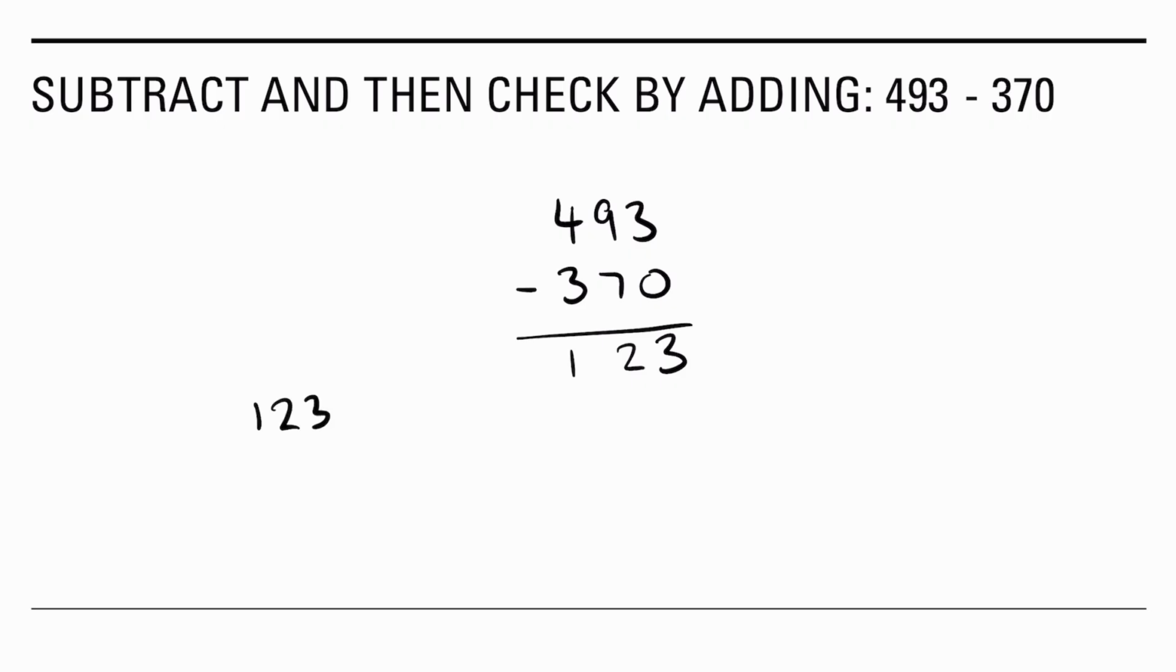So now moving on to 3 digits. So we have 493 minus 370. And so 3 minus 0 is 3, 9 minus 7 is 2, and 4 minus 3 is 1. So we get 123. Then to check by adding, we would go 123 plus 370. And so 3 plus 0 is 3, 2 plus 7 is 9, 1 plus 3 is 4. And so we get our original number back, which means that we correctly subtracted.